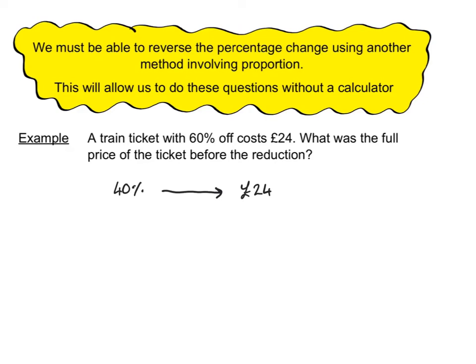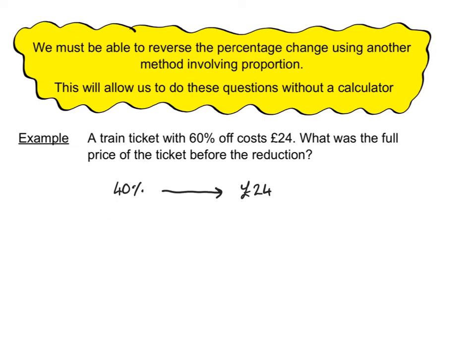Now, if I had a calculator, a quick way to do this would be divide both sides by 40 to find out what 1% was worth in money, and then multiply both sides by 100. Now, I want to avoid doing that because, as I said, this is probably going to be in a non-calculator question, so I need to work with numbers that are easy to work with. So I might look at this value here, 40%, and say, well, I can quite easily get that down to 10%, and 10 easily goes into 100.